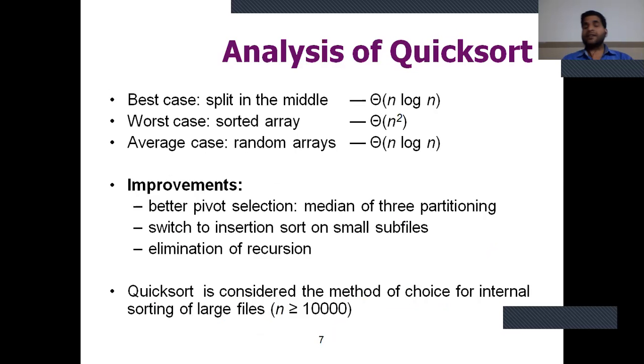So the analysis of the quick sort depends upon the partitioning procedure. If the array is divided at the midpoint, then the complexity of quick sort is equal to the complexity of merge sort, that is theta n log n.